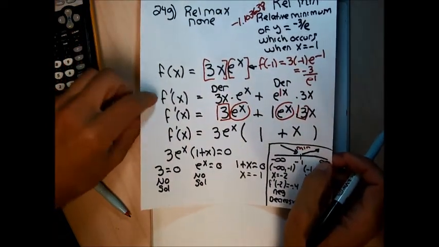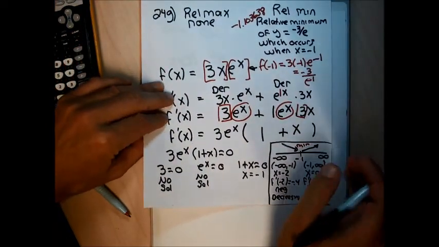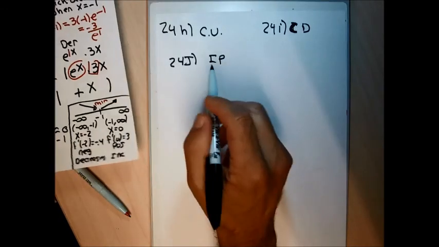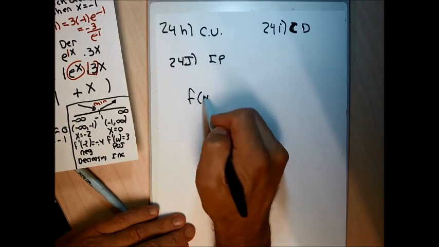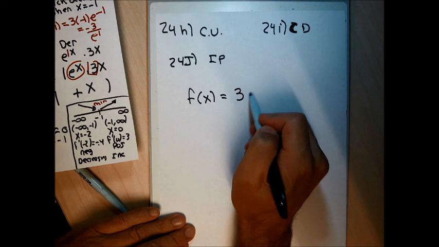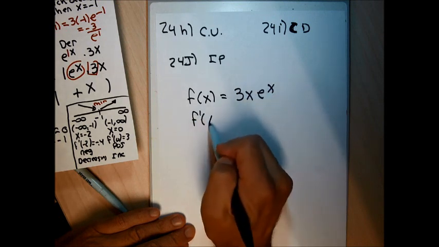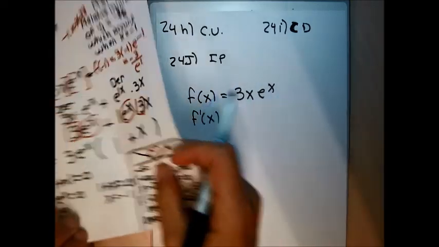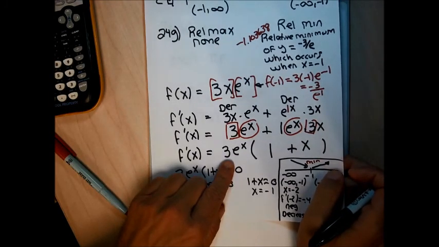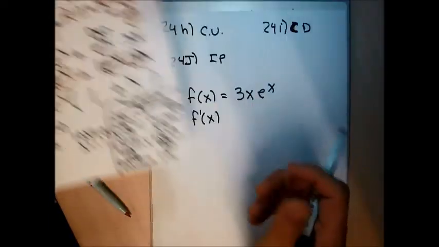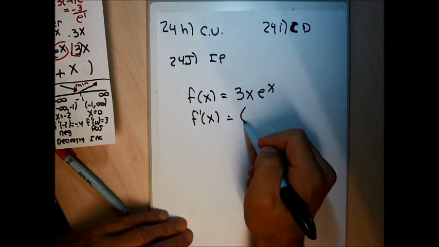Second derivative is not going to be so nice to do. The original function is f of x equals 3x e to the x. The first derivative, I need some form of the first derivative. I think the factored form is going to be the nicest. I'm going to write 3 e to the x times (1 plus x) as the first derivative.